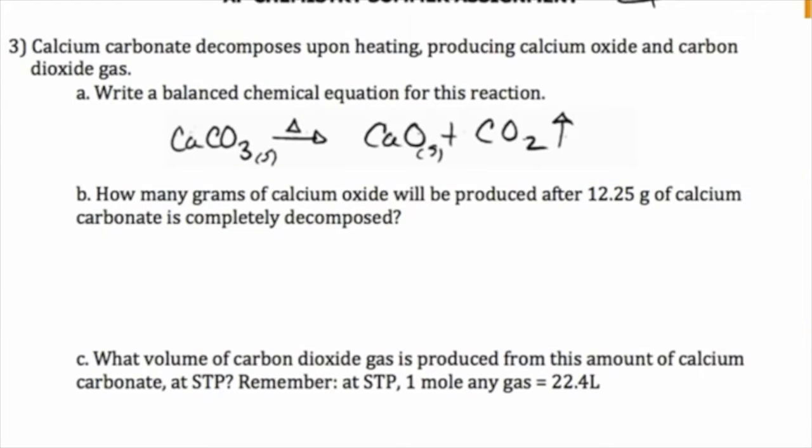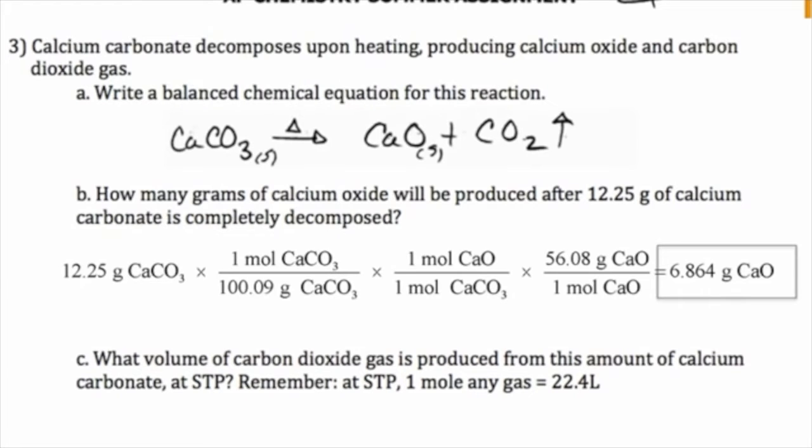How many grams of calcium oxide will be produced after 12.25 grams of calcium carbonate is completely decomposed? The goal of a stoichiometry problem is to take what's given in the problem, 12.25 grams of calcium carbonate, and find a set of conversion factors which will lead you to the answer required, in this case grams of calcium oxide.